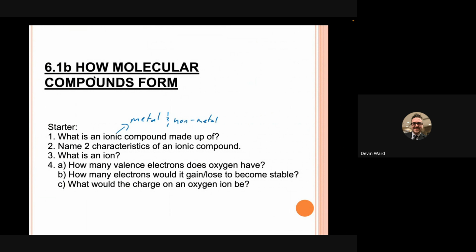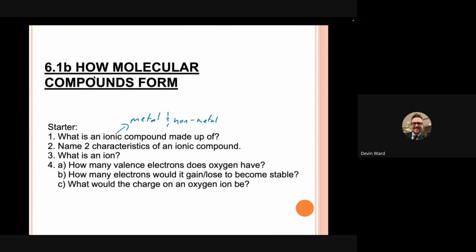Oxygen normally has 1, 2, 3, 4, 5, 6 valence electrons. Hydrogen only has 1. This hydrogen only has 1 valence electron. Both of these hydrogens want 2 valence electrons. Oxygen wants 8 valence electrons because that's the second shell. So what they do, the hydrogens come up and they share the electrons.